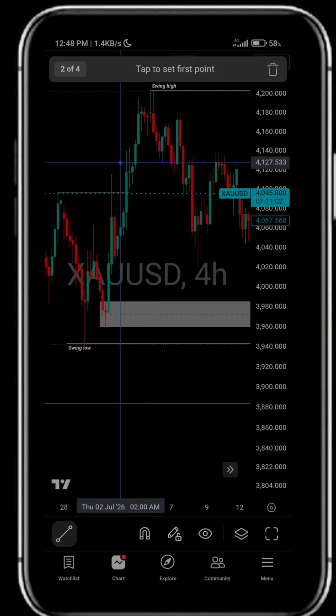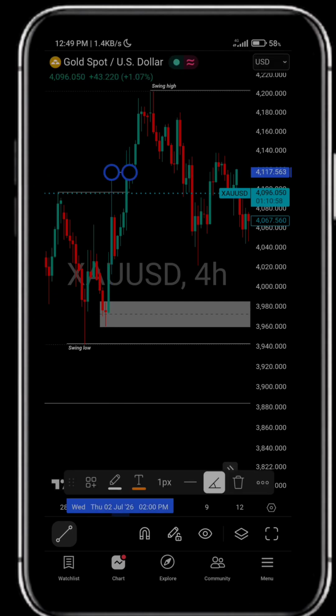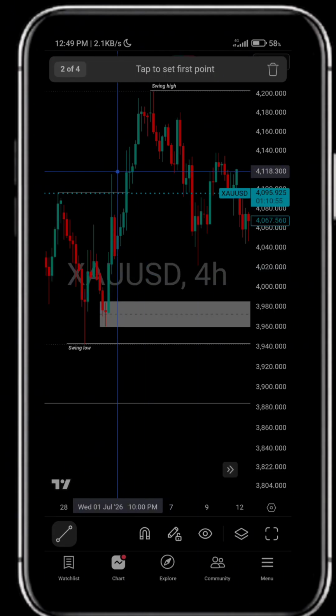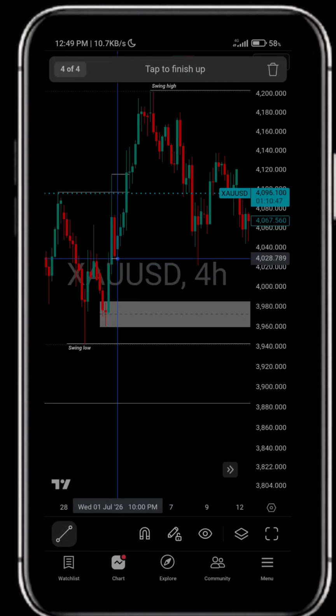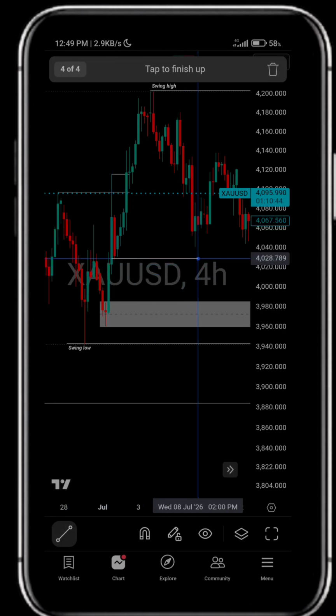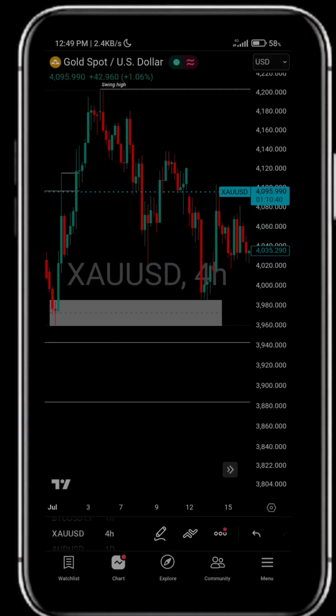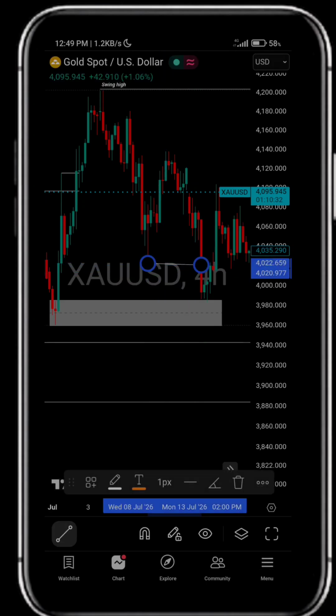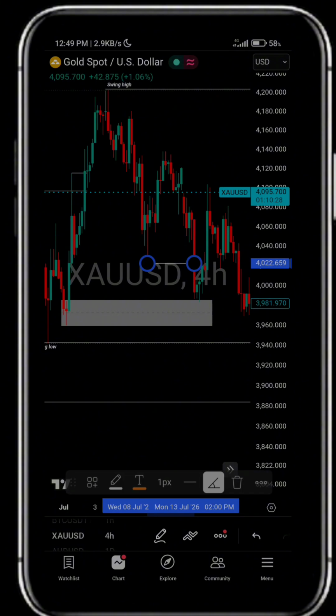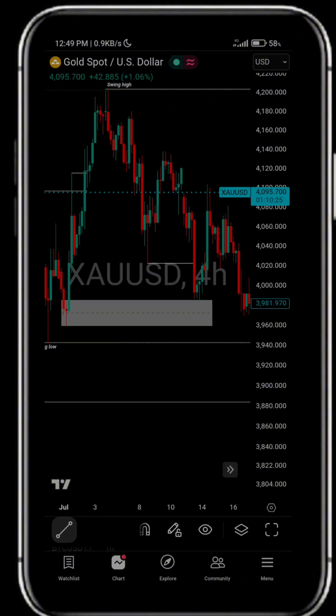Let's see. Okay, I think it should be here. I want it to look like this. Because there's a break of structure here, making this low, price took out this and gave us this one. So this was the inducement, and I'm going to label that the inducement.